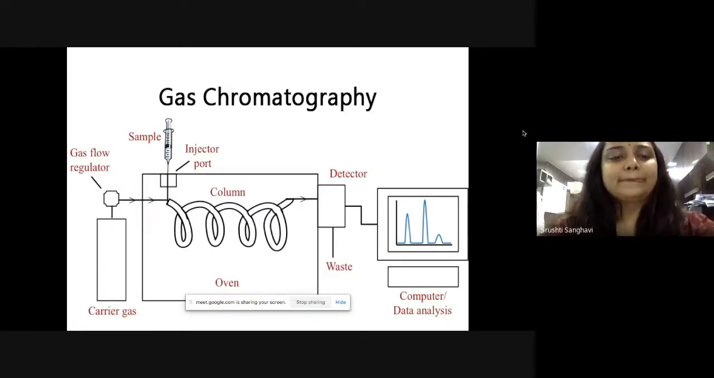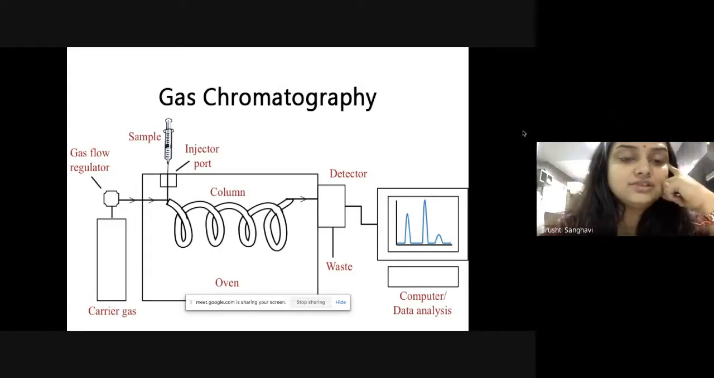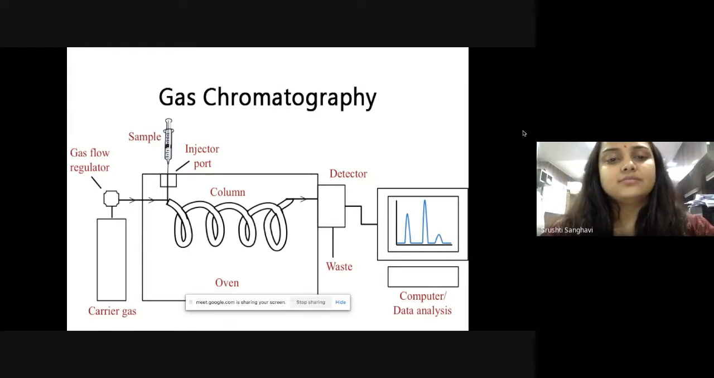Okay, so the first box that you see is the carrier gas. There are carrier gases. The role of the carrier gas is to just move through the entire system. Now the carrier gas can be nitrogen. There are four types of gases that are predominantly used in gas chromatography. It is nitrogen, which is very inert.